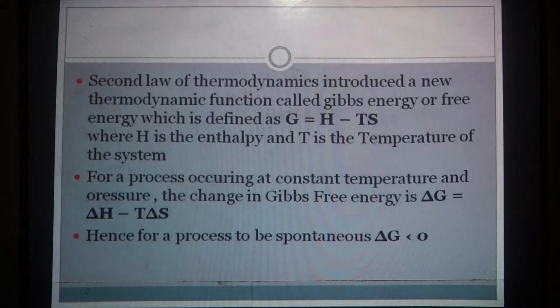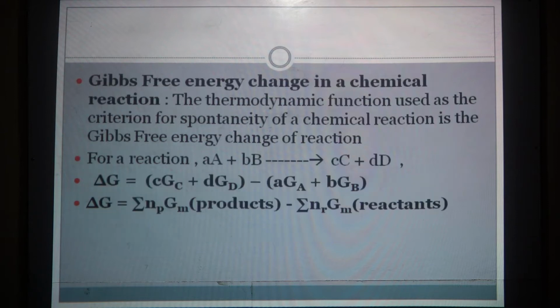The second law of thermodynamics introduced a new thermodynamic function called Gibbs energy or free energy, which is defined as G equals H minus TS. H is enthalpy, T is the temperature of the system. For a process occurring at constant temperature and pressure, the change in Gibbs free energy is delta G, which equals delta H minus T delta S. Hence, for a process to be spontaneous, delta G should be less than 0.